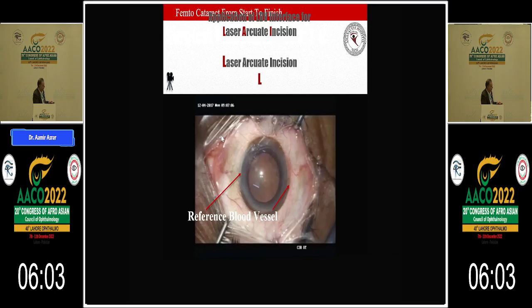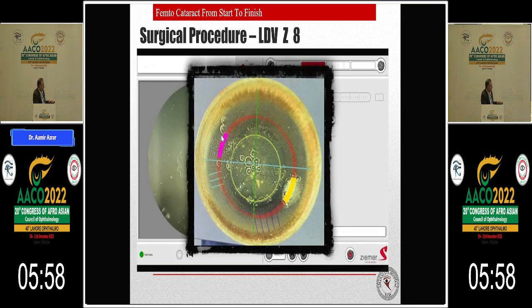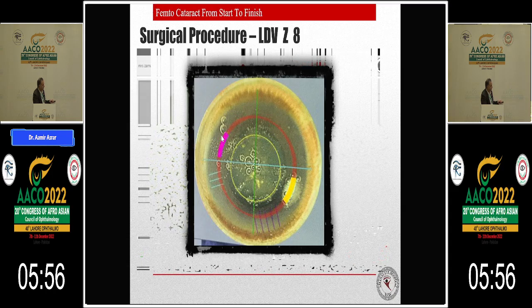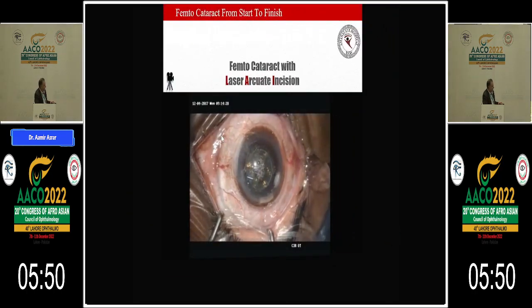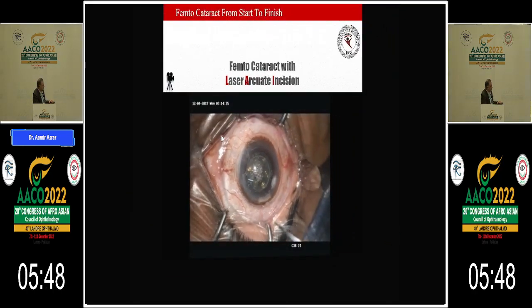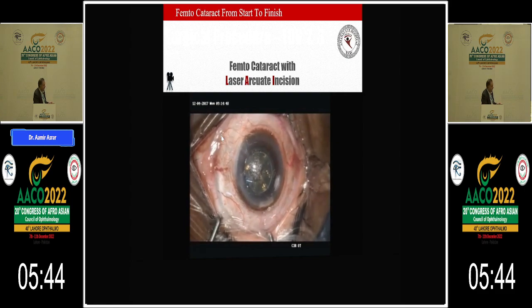This is the vacuum set, and after the laser we get a main incision, and then the arcuate incisions along with it. In this case, we can see the main incision, the arcuate incisions, and the side port incision with a capsulotomy in the middle.